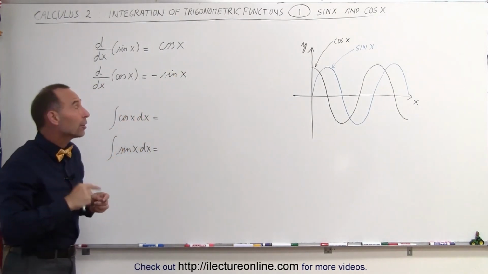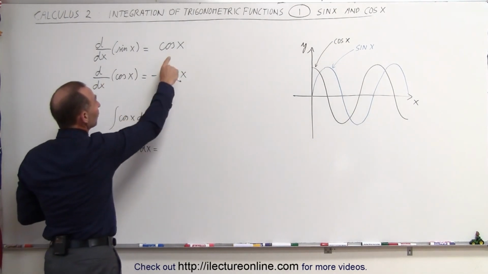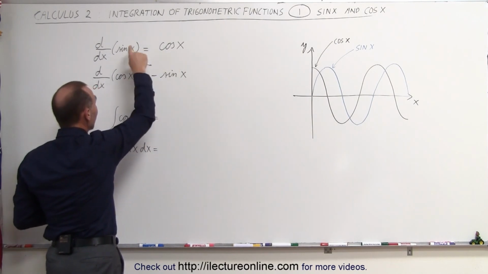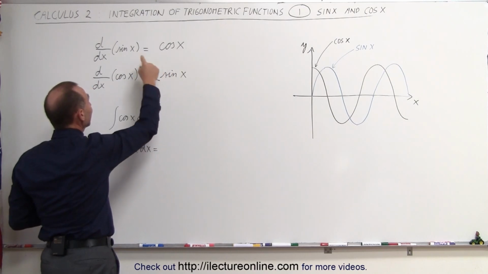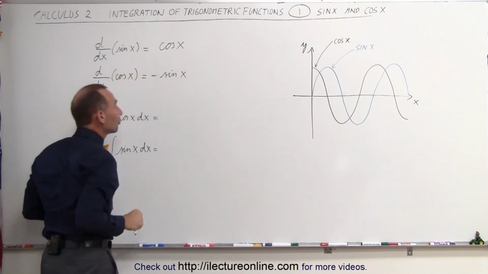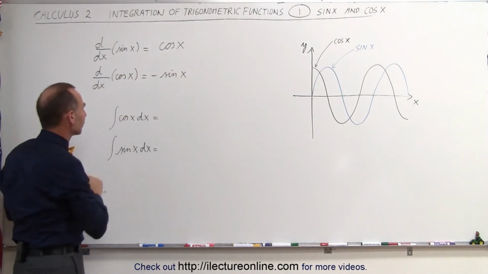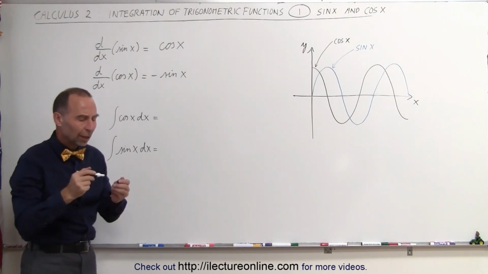That means if we then do the integration, we can go backwards, which means if we integrate the cosine of x, we should get back the sine of x, and if we integrate the sine of x, we should get back the negative of the cosine of x. Let's see why that works.